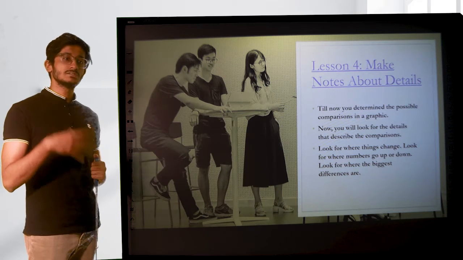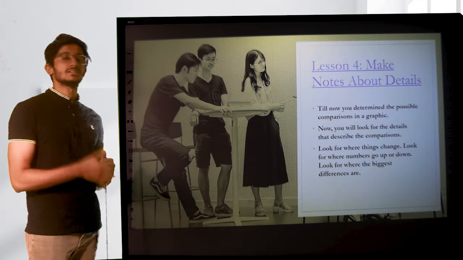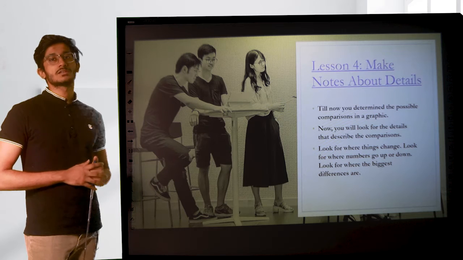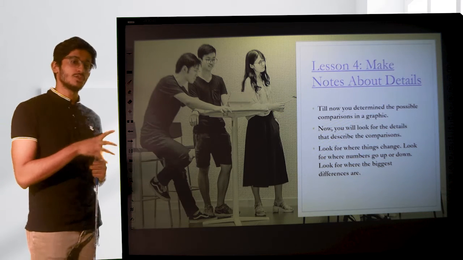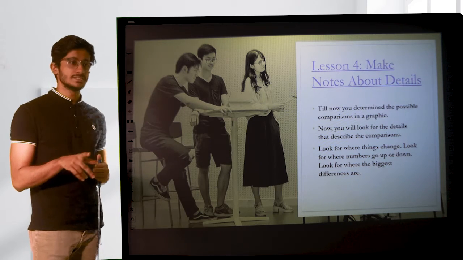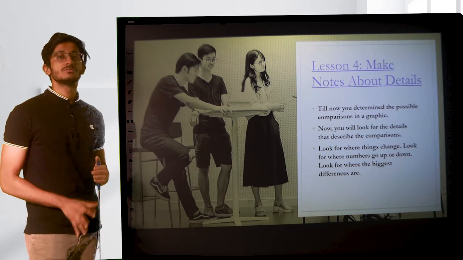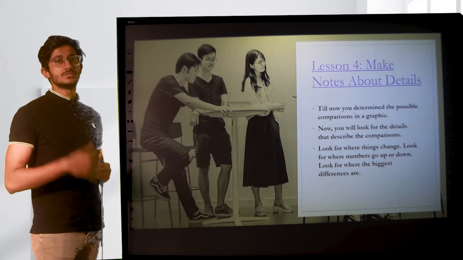So you have to note down the details which explain the sales being made in the summer and the sales being made in the winter. That's how you can explain the initial comparisons that you have made. You have to look at the graph and look for changes, differences, where they are similar, where they are different. You have to jot down those details, and that's going to help you easily write your paragraph when you start writing.